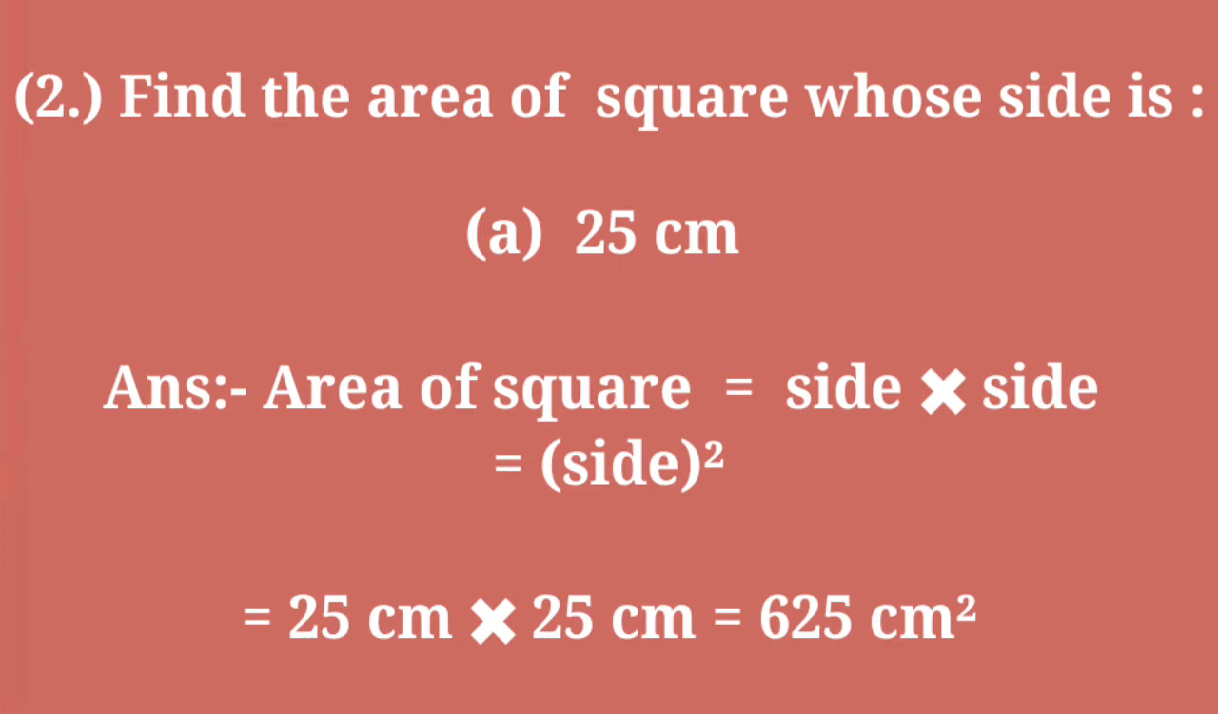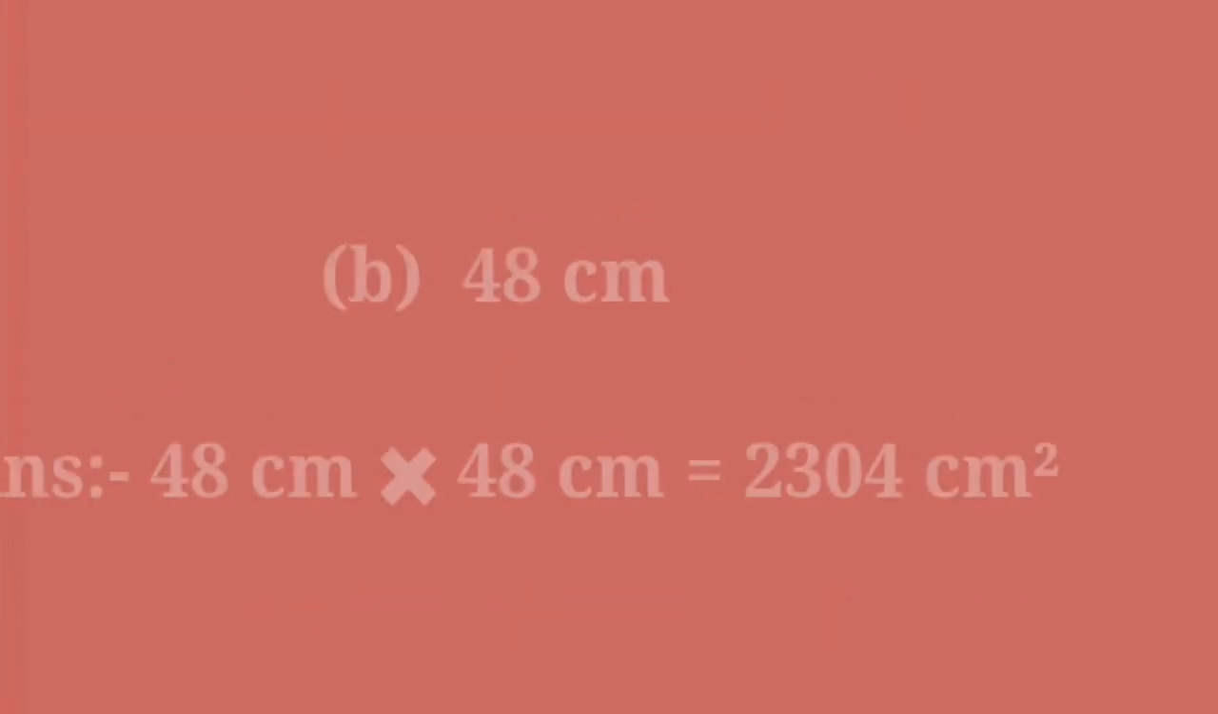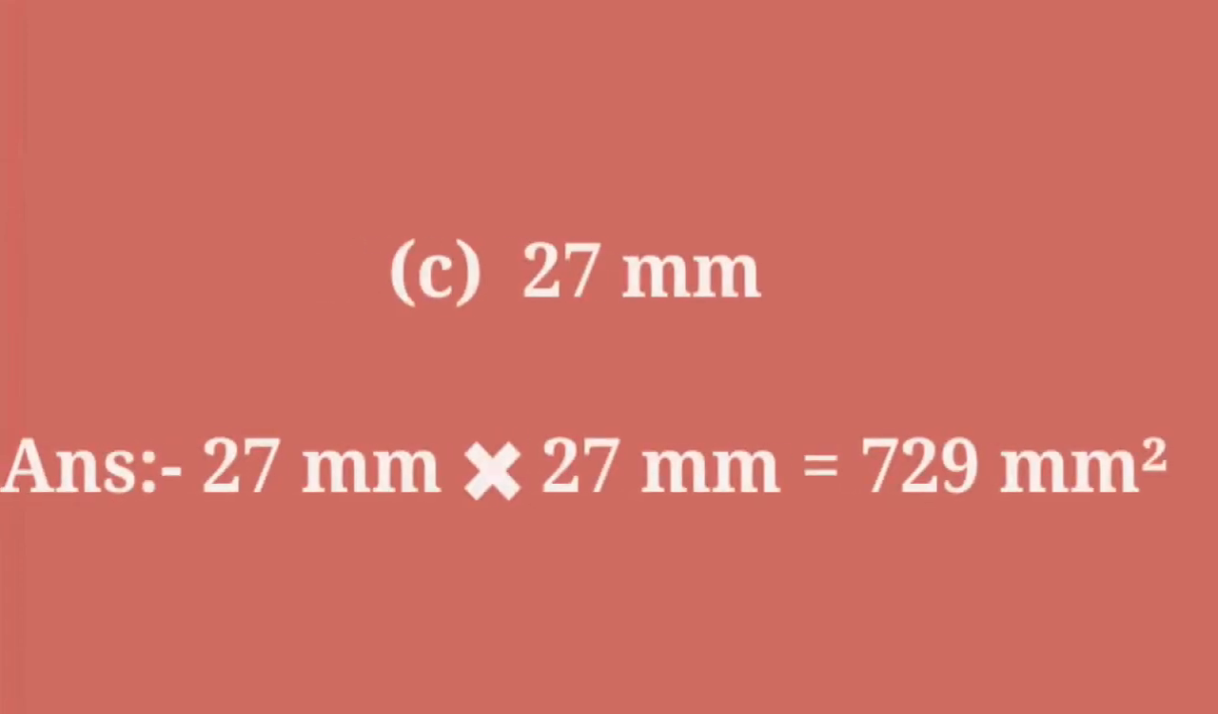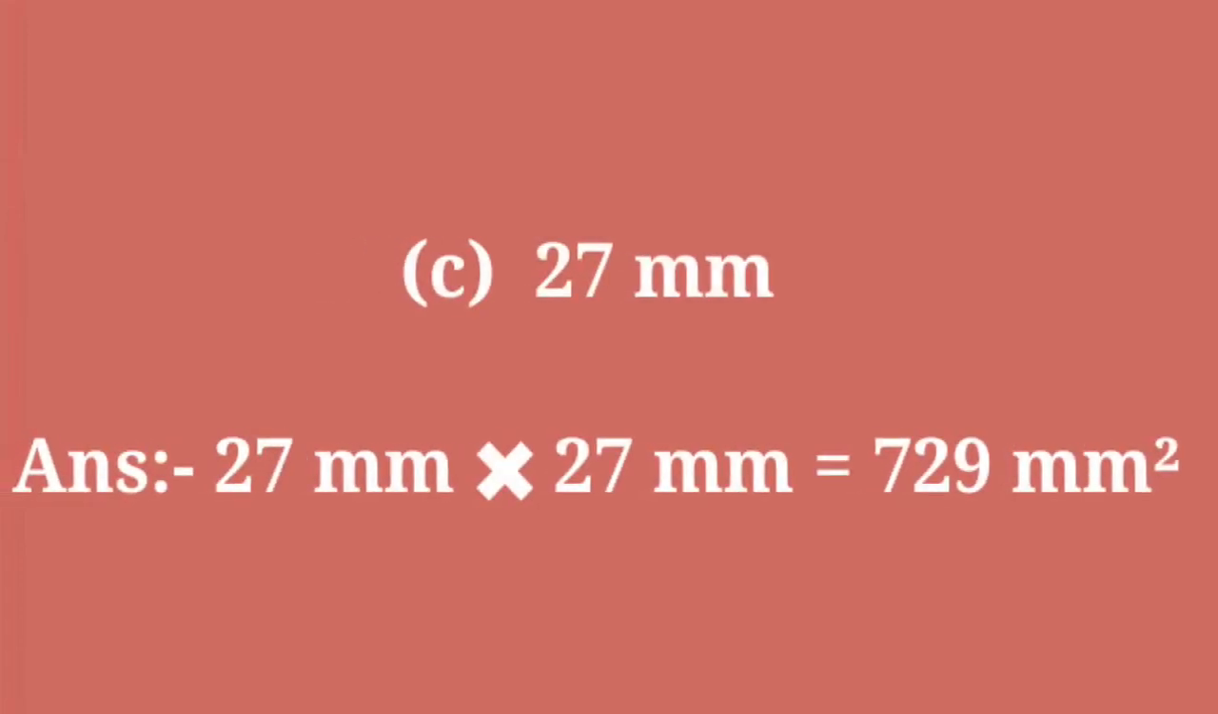Now area of square is given by side multiplied by side, means side square. Now let's apply the formula. So here 25 centimeter multiplied by 25 centimeter gives us 625 centimeter square. Similarly, B part, we have side 48 centimeter. So now 48 centimeter multiplied by 48 centimeter gives us 2304 centimeter square area. C part 27 millimeter, which is side of square. So here let's find area. 27 millimeter multiplied by 27 millimeter, which gives us 729 millimeter square.